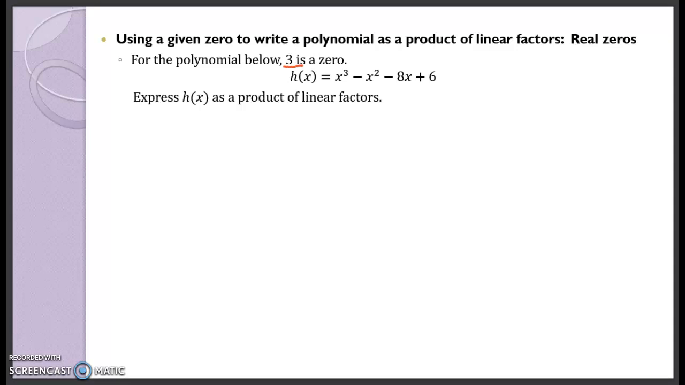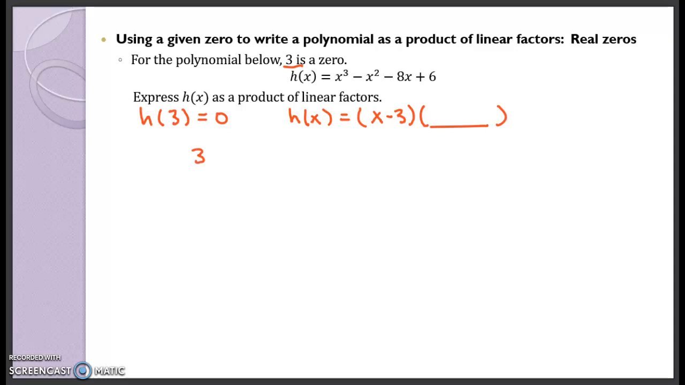So since 3 is a zero, that means h of 3 equals 0. That also means h of x equals x minus 3 times something else, because x minus 3 is a factor. So how do we find what this something else is?